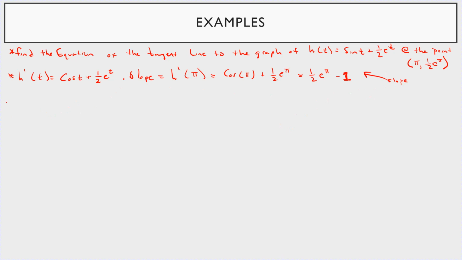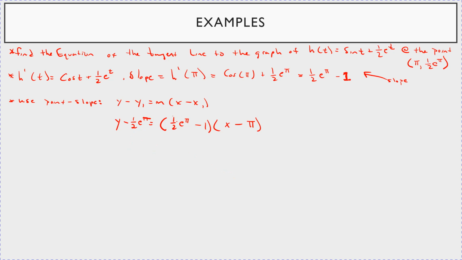So next what we're going to do is literally use point slope to find the equation of the tangent line. So it's y minus y1 is equal to m times x minus x1. All right, this is my point over here. So this is y minus 1/2 e to the pi is equal to my slope, which is this, 1/2 e to the pi minus 1 times x, and my x value is pi, minus pi.